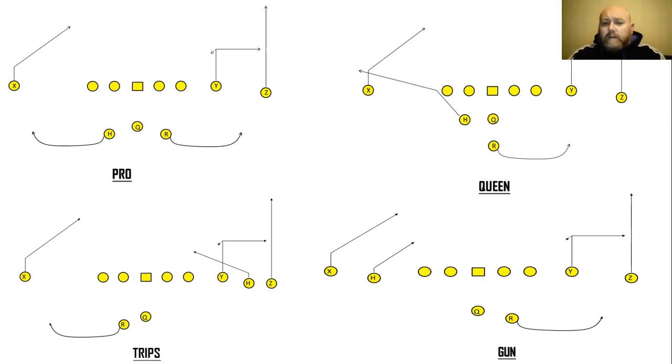So if you look at the photos or the drawings of the playbook, you can see that for the most part, the right side of the screen on each diagram is exactly the same. The reads for the QBs are still the same. There's not much difference. The only difference really is our H.